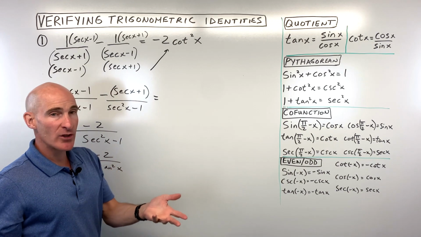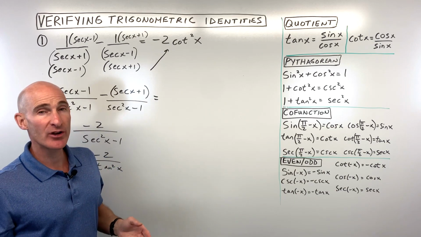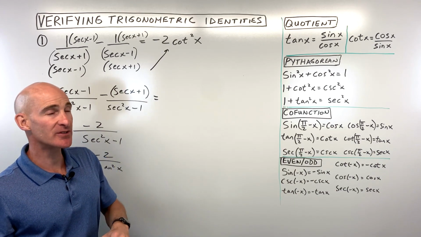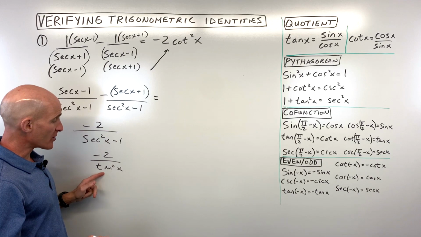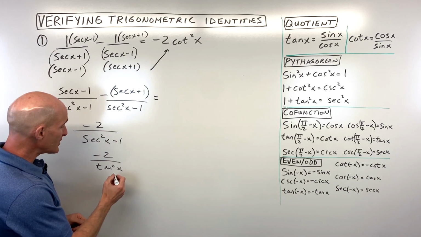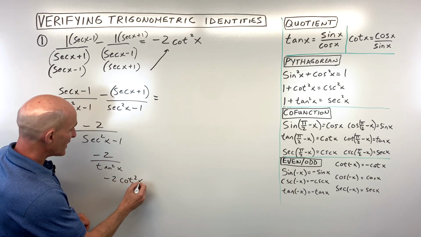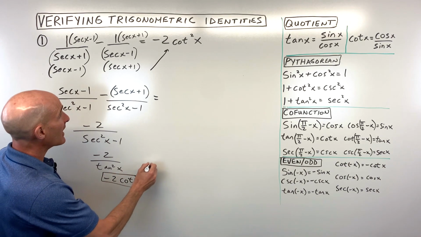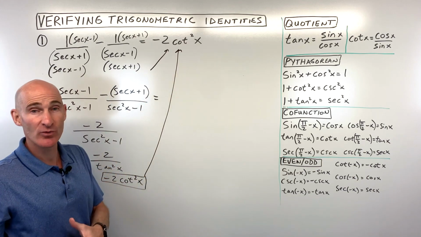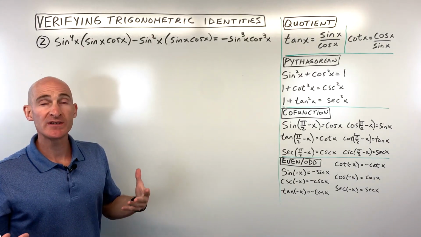And then you want to use your reciprocal identities. These ones you already know, like 1 over tangent is cotangent. 1 over tangent squared would be equal to cotangent squared. So this comes out to negative 2 cotangent squared x. And you can see they match. We proved it. See if you can pause the video and do example number 2 here.